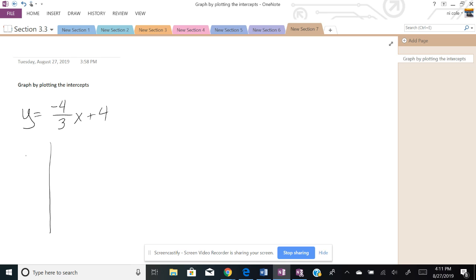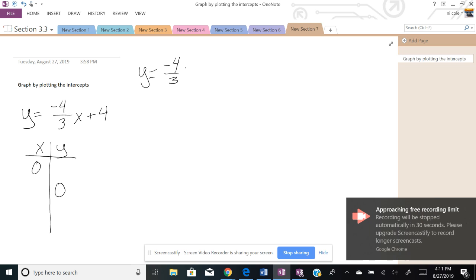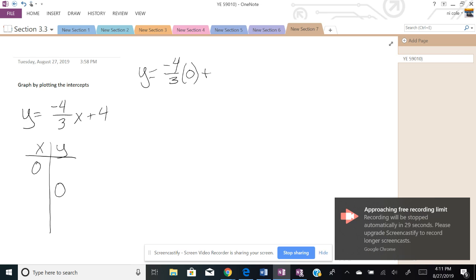Another example. I'm going to start off with my x, y table, my 0, and my 0. Come in, y is equal to negative 4 thirds times 0 plus 4. y is equal to 4.